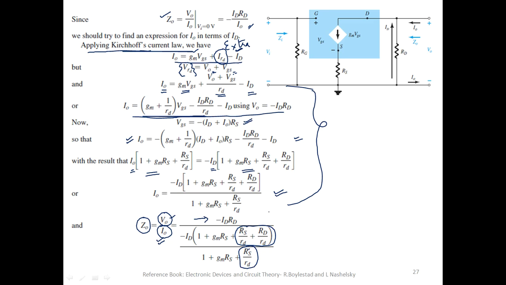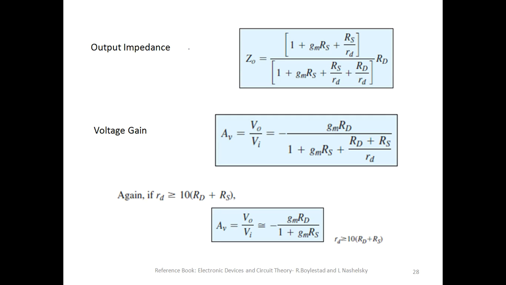Okay, so this is for unbypassed RS, the complete expression for the output impedance. This is what is being given here. So that's the final output impedance expression for a self bias configuration. Similarly, the voltage gain expression can be obtained.